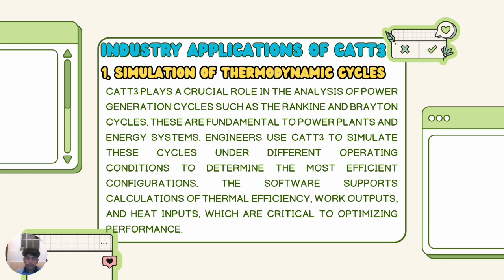The purpose of this is that engineers simulate these cycles to see how they perform under different conditions. As for the function of CATT, it calculates important values like thermal efficiency, or how well energy is converted into work output and heat input, all crucial for improving power plant performance.